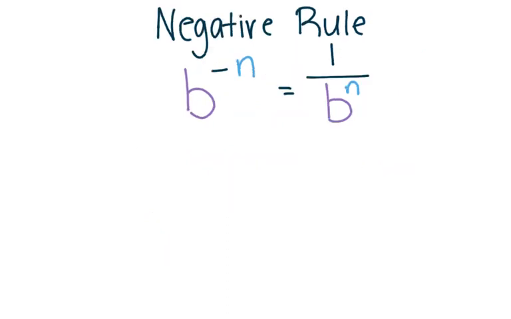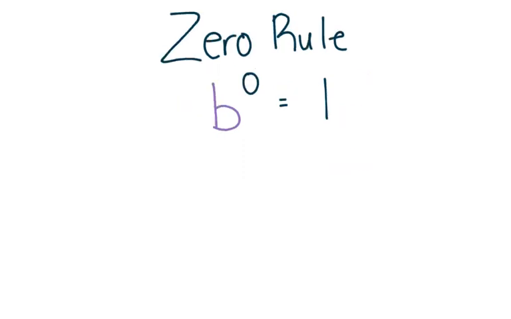Alright, negative rules. You'd never want exponents to be negative, so if you had a base to a negative exponent, you would write it as 1 over the base to the positive exponent. The converse of that is if it was already like this. Let's say you had a negative exponent on the bottom, then you would move it to the top and you would make the exponent positive. Alright, so that's your negative rule.